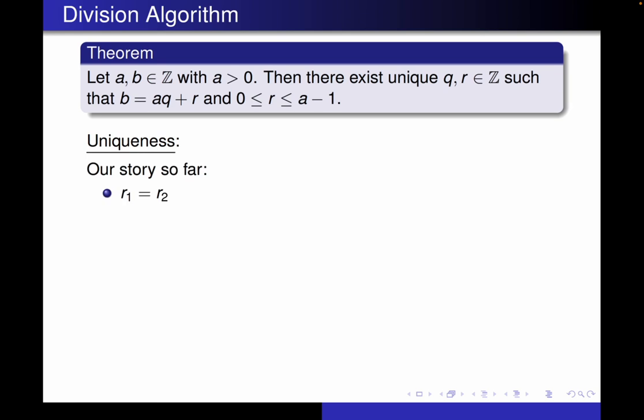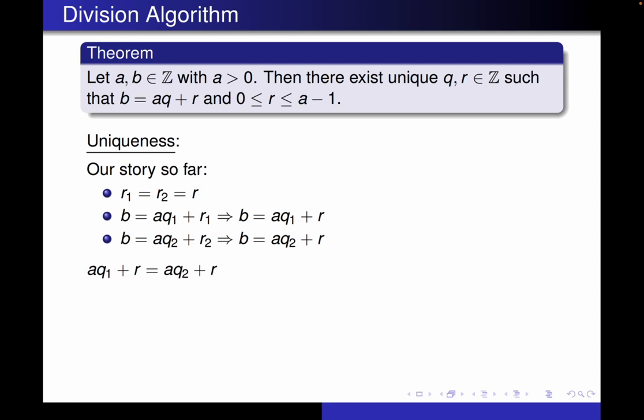All right, so here's our story so far, right? R1 is equal to R2, which we're going to call R because they're both the same thing. We know that b is equal to a q1 plus r1. r1 is equal to r, so we have b equal to a q1 plus r. b is equal to a q2 plus r2. Remember, r2 is also equal to r, so that gives us b equals a q2 plus r. Again, we're going to set those two expressions for b equal to one another. a q1 plus r equals a q2 plus r. We're going to subtract r from both sides to get a q1 equals a q2. We're going to move that a q2 over to the left-hand side and factor out the a.